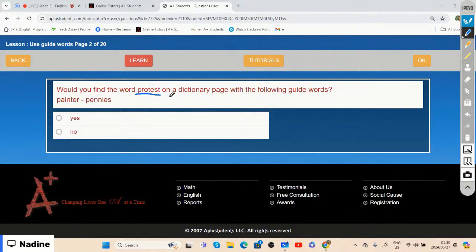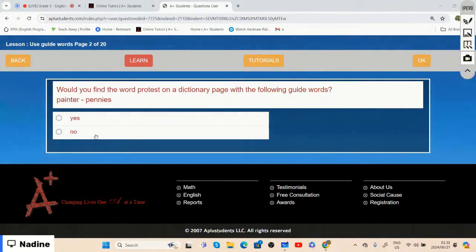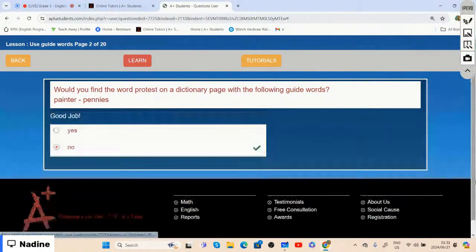All right. And if we were to see if the word protest will be on the same page as painter and pennies, then we would say no, because protest will be on a different page after painter and pennies.